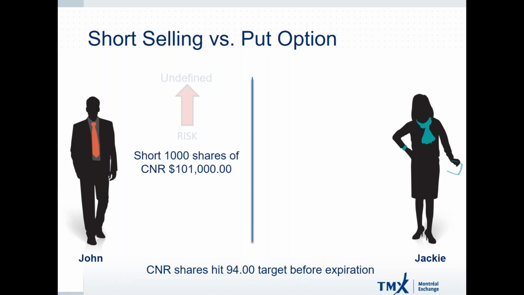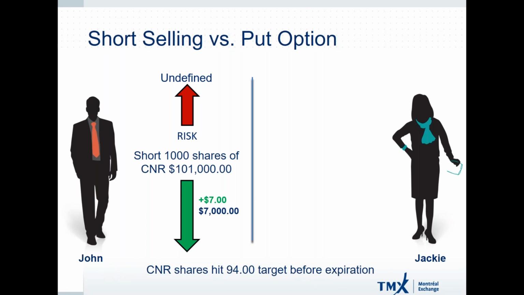Now, when we compare the two positions, once again, we've got John here on the left side shorting 1,000 shares at $101,000. The important consideration here is that the risk associated with this position is essentially undefined. The risk of the short seller is that if the shares increase in value, John is going to have to buy to cover, and the higher those shares go, the more risk and the more potential loss John is incurring.